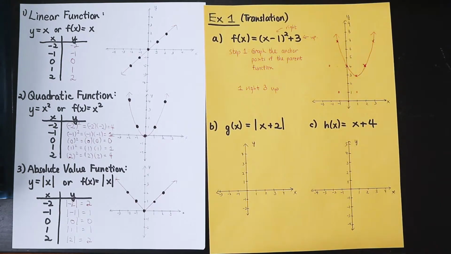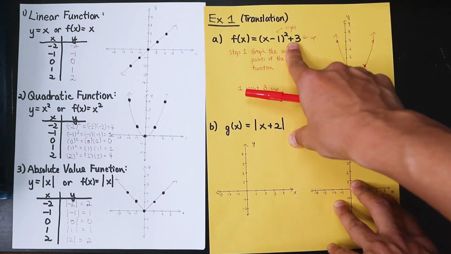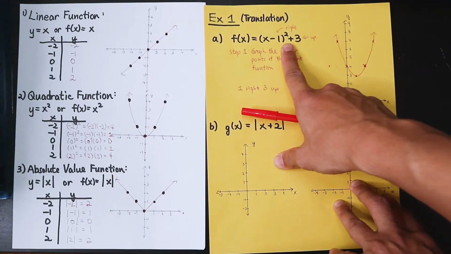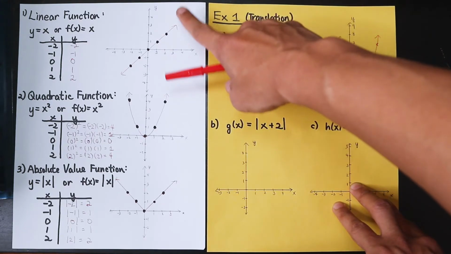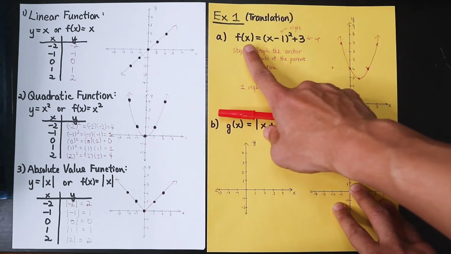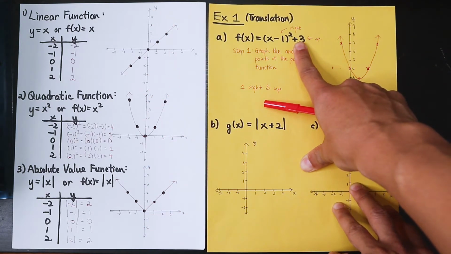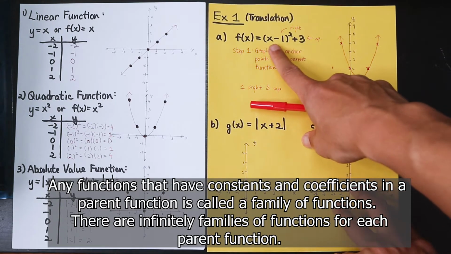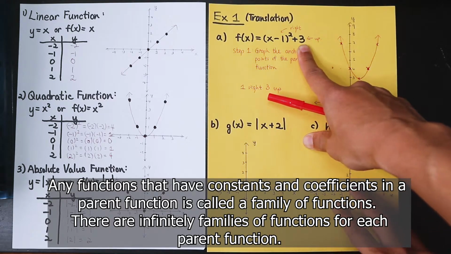So this is a very quick shortcut to graph what we call families of functions. Since these are parents, anytime you add a number to them, those are called the families of functions. I'm going to put that on the screen. These are the parents, the mother functions, and anything that has a number added to it is called a family of functions. So how many family members does each mother function have? Infinitely many. There are countless of them.